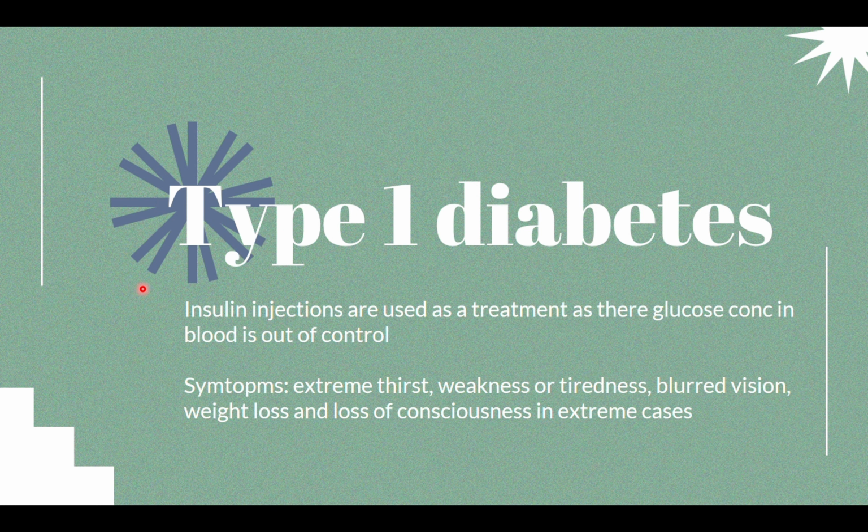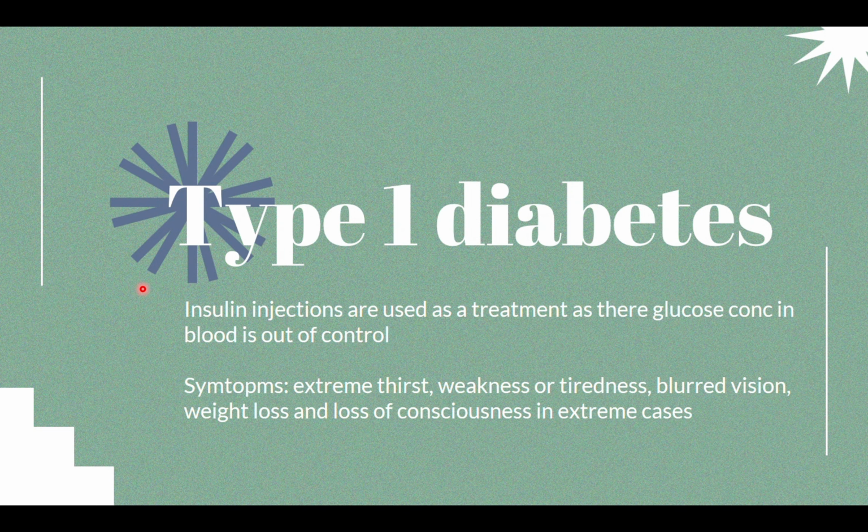Now type 1 diabetes in general means that a person cannot control the glucose concentration in their body. It can increase very highly and they cannot control it with insulin. They do not have insulin that is released when there is a high concentration of glucose in their blood. So how do they fix that? There is insulin injection into their body that is used as a treatment as their glucose concentration in their blood is out of control.